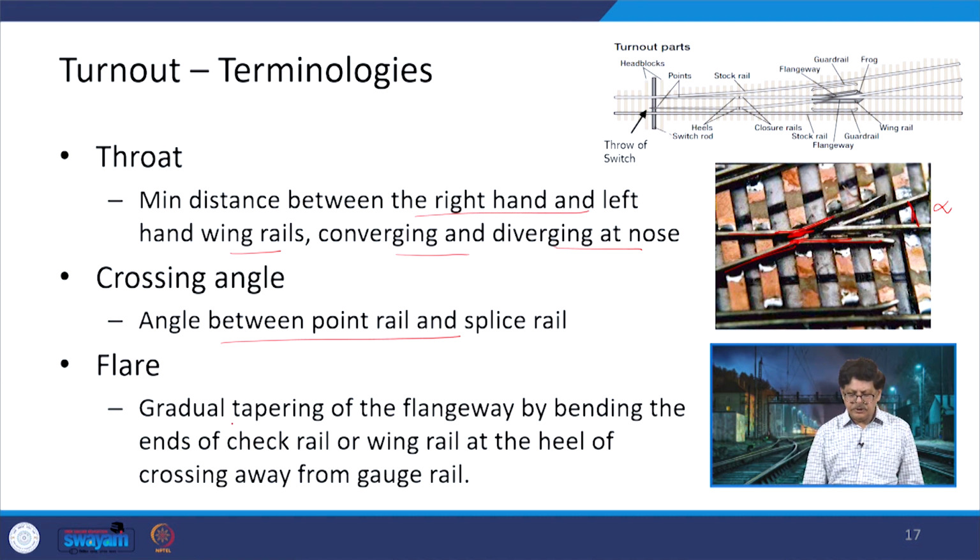Flare: the gradual tapering of the flangeway by bending the ends of the check rails or the wing rails at the heel of the crossing away from the gauge rail. So, this is a flare we are discussing, and all of these are defined, that is, how much the value needs to be provided, it cannot be more than that.